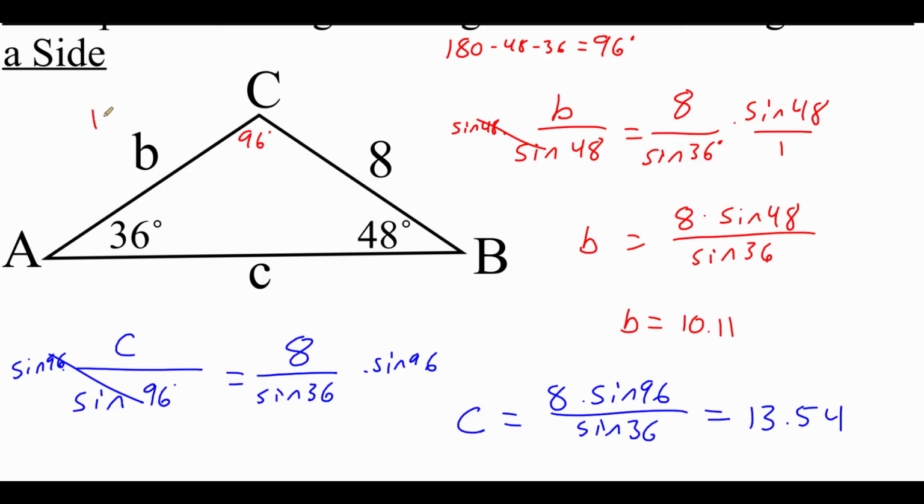I'm going to label those sides on my triangle. Earlier we said b was 10.11, and then we just got done saying that c was 13.54. So we have solved this triangle because we found all of the missing information.